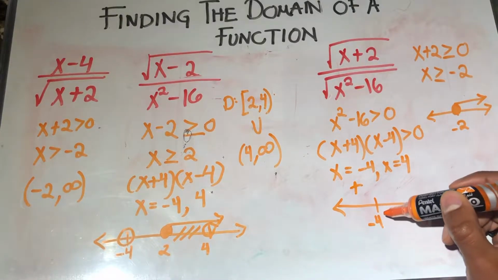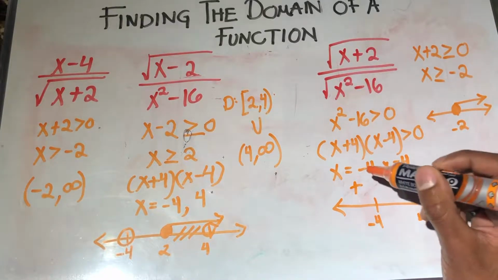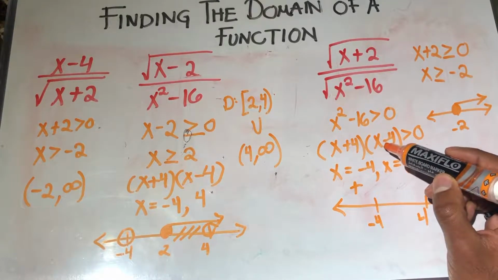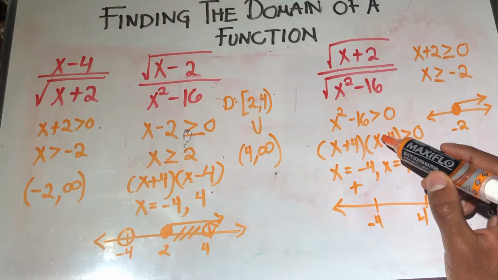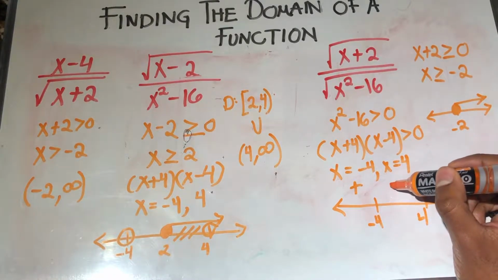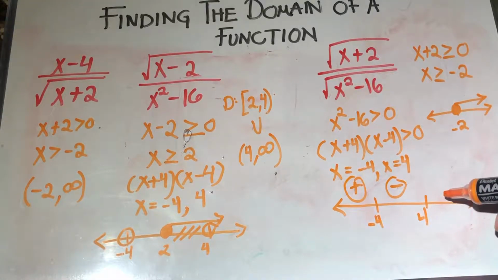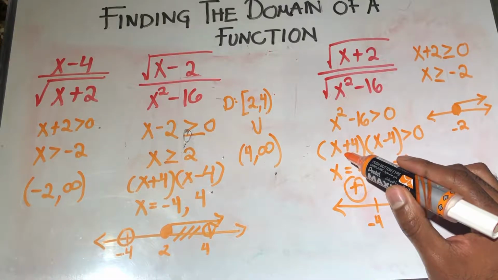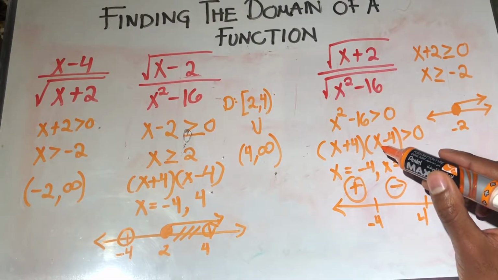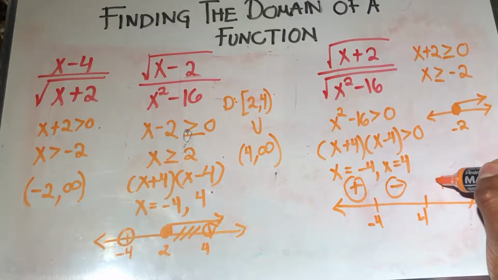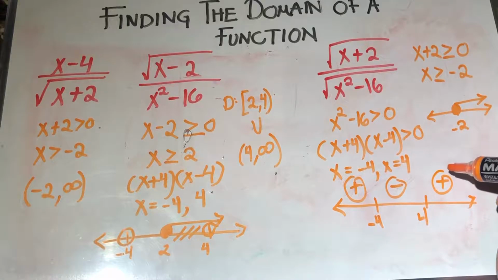Now if I choose a value between negative 4 and 4, let's say 0, 0 plus 4 is going to give me 4, which is positive. 0 minus 4 is going to give me negative. And then negative times positive is negative. Then choosing a value greater than 4, let's say 5. 5 plus 4 is 9, which is positive. And then 5 minus 4 is 1, which is still positive. So it's going to be positive here.